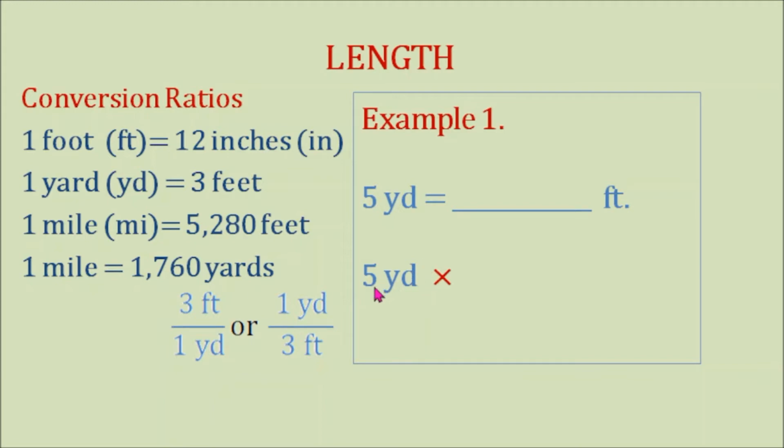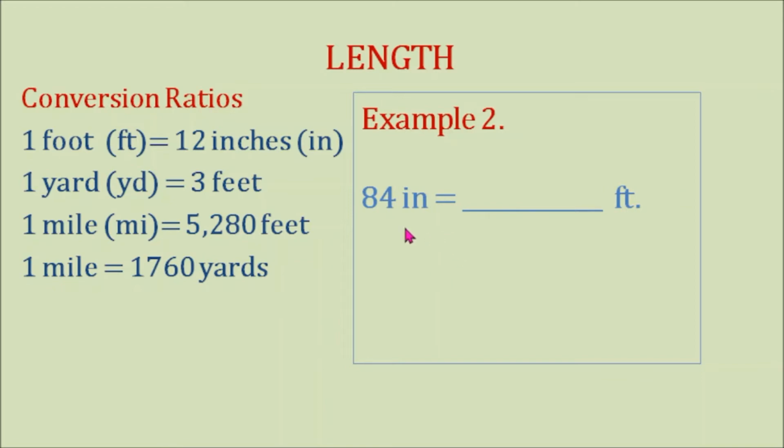Since we need to cancel out yard, we need to use the one which has yard on the denominator, and that's 3 feet over 1 yard. Now this yard cancels out, so that means 5 times 3 feet over 1, and the answer is 15 feet.